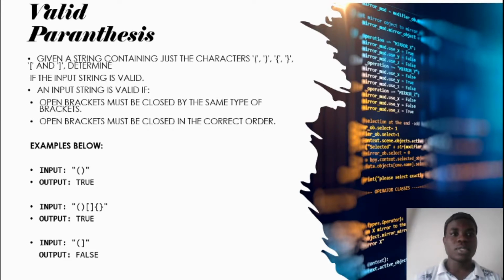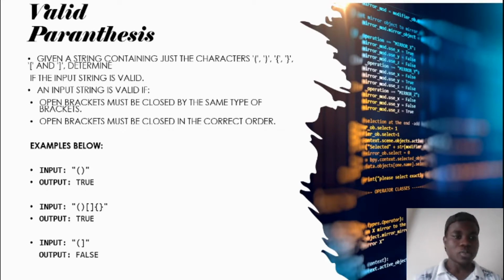The problem statement says, given a string containing just the characters, those round brackets, those curly brackets, and those box brackets, determine if the input string is valid. An input string is valid if open brackets must be closed by the same type of brackets. Open brackets must be closed in the correct order.